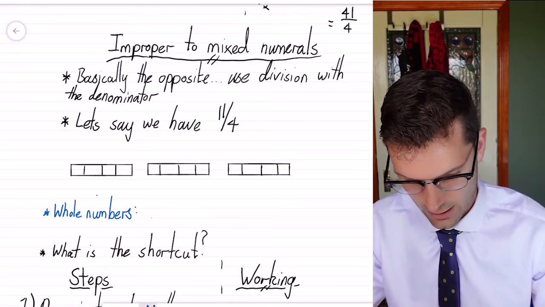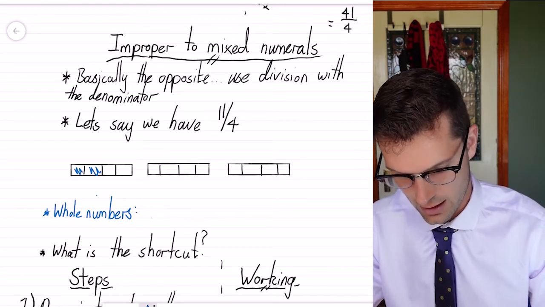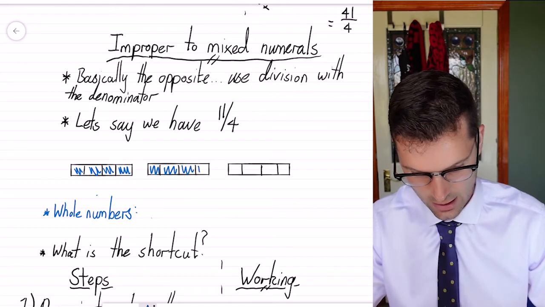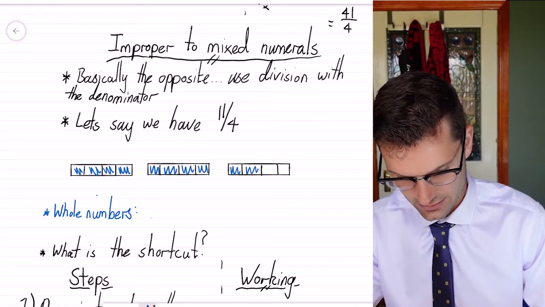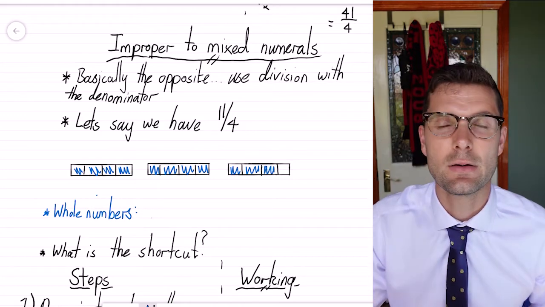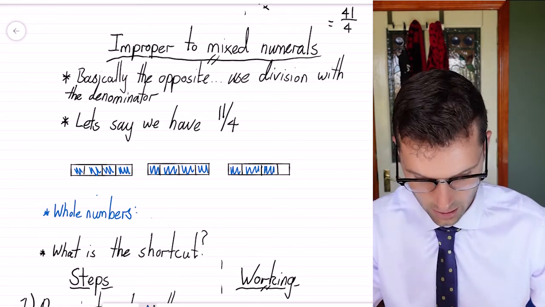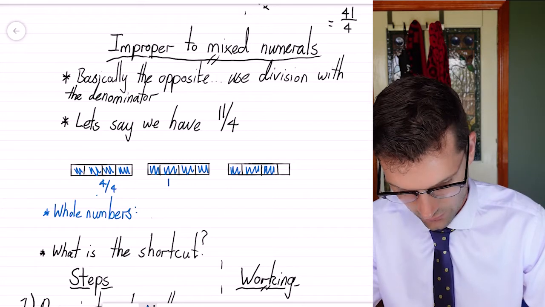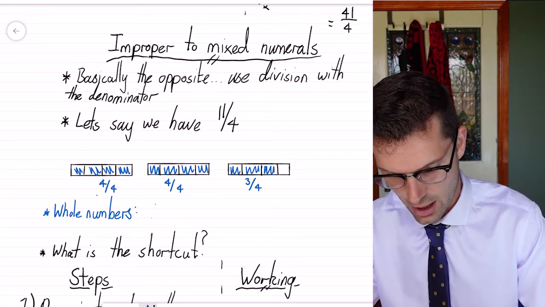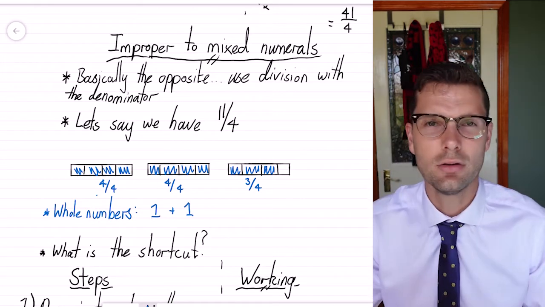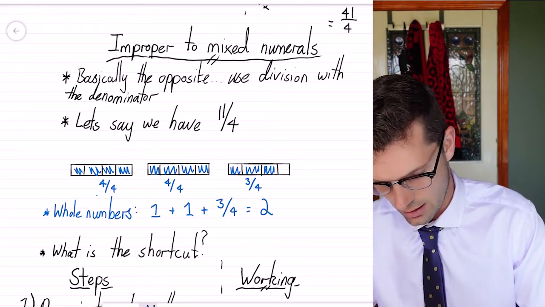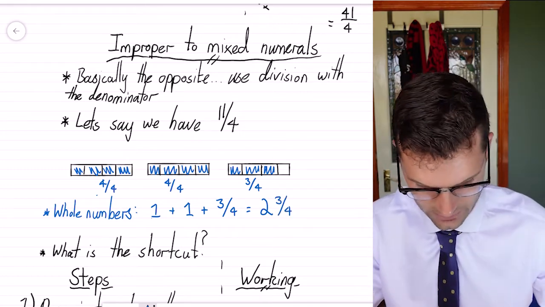So I've got 1, that's 4 out of 4, 8 out of 4, and that's my 11. So as a fraction, there are my 11/4. Quite clearly in whole numbers, I've got 1 plus 1 plus 3 over 4. So the mixed numeral of 11 over 4 is 2 and 3/4.